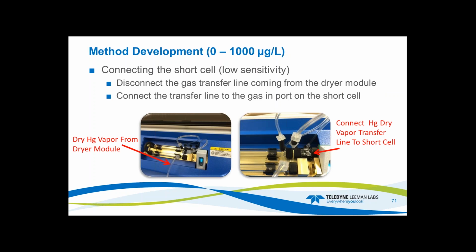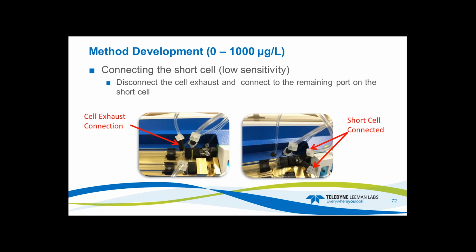So we want to disconnect the transfer line coming from the dryer, and that's pointed right here on the left. So this is the transfer line from the Nafion dryer or the dryer module up to the high sensitivity cell, low concentration. Then you want to connect that transfer line to the in port on the short cell, depicted over here. Next, you want to disconnect the exhaust from the sensitive cell and connect it to the short cell. So on the right here, I'm showing the cell connections completed. Now you're ready for your method development.